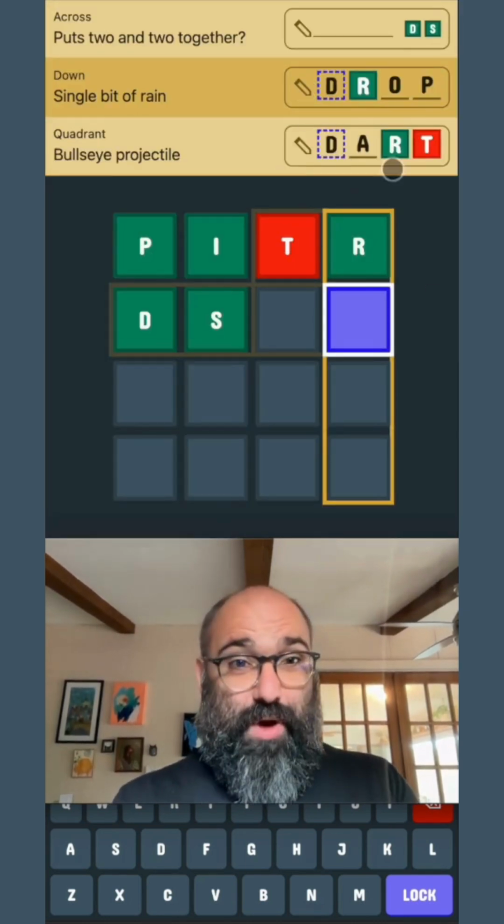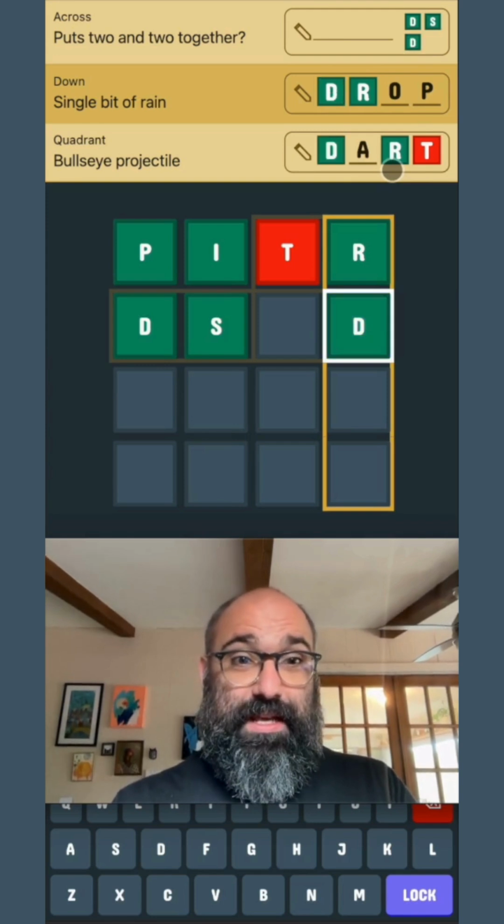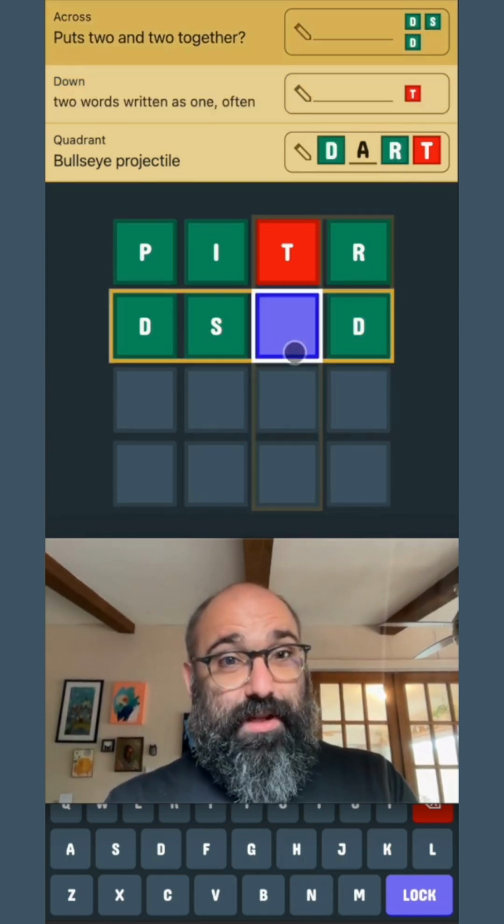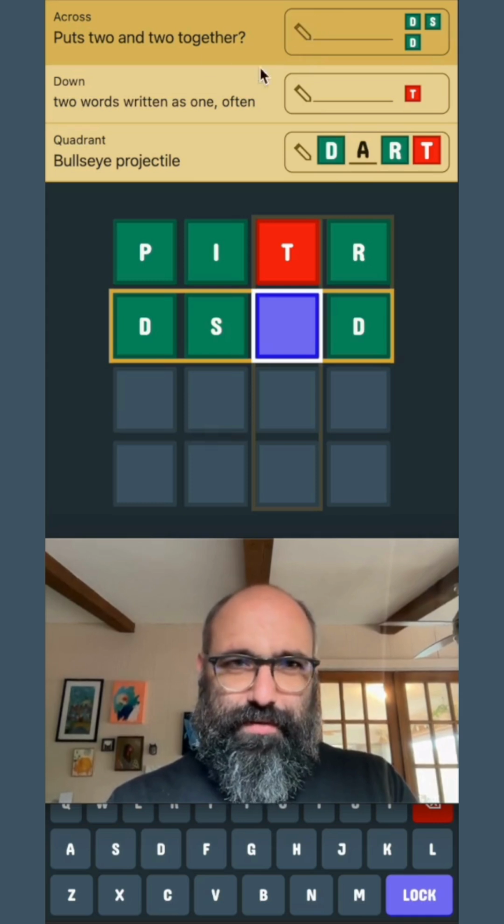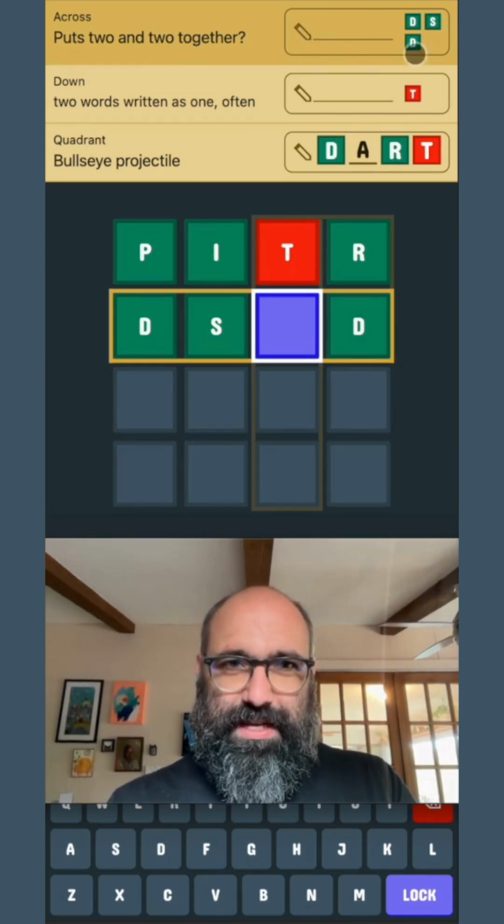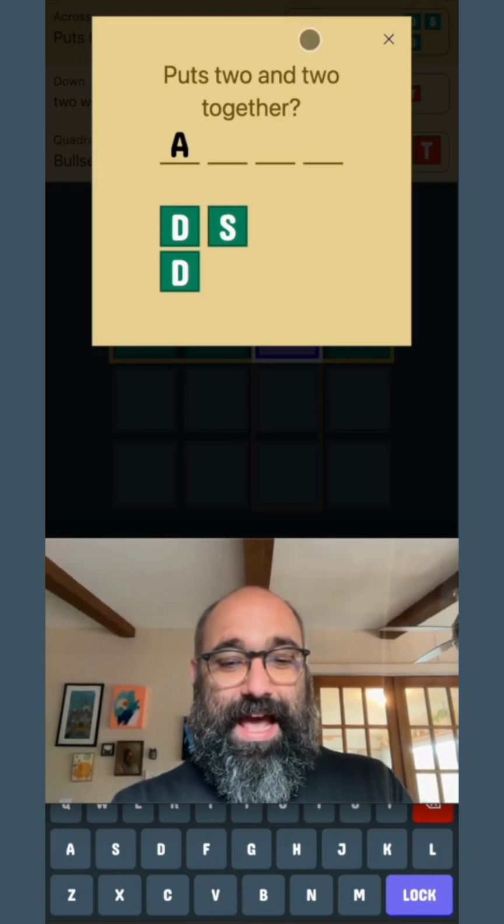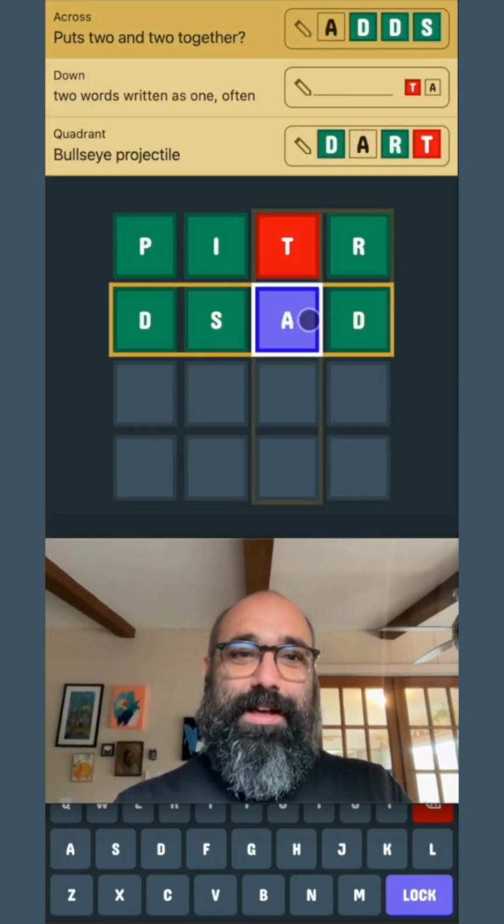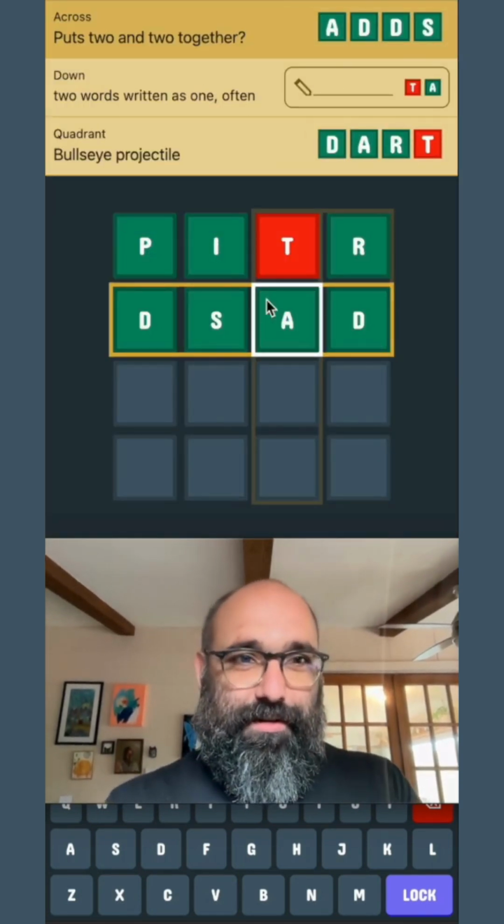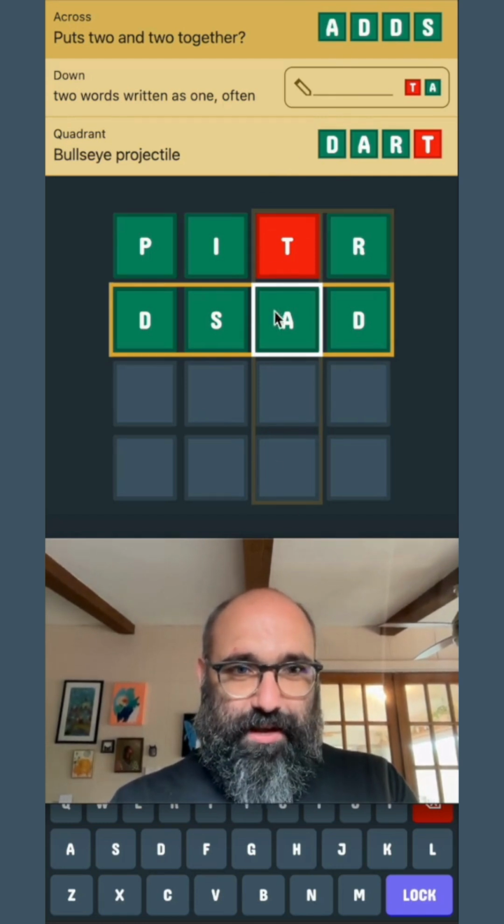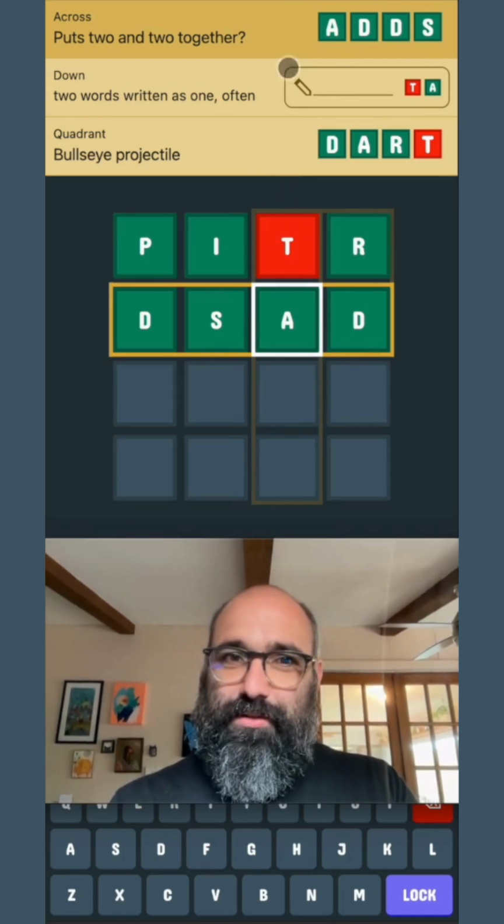And because we have this quadrant, I know that this is going to be a D, and I know that this is going to be an A. But let's look at this one just for the fun of it. Well, it's got to be an A, so we have DSDA. That's going to be ads. Put 2 and 2 together is ads. All right. Now we're starting to get a couple of letters for these downs, but I still don't know what this is. We're going to move to this quadrant, which we haven't touched yet.